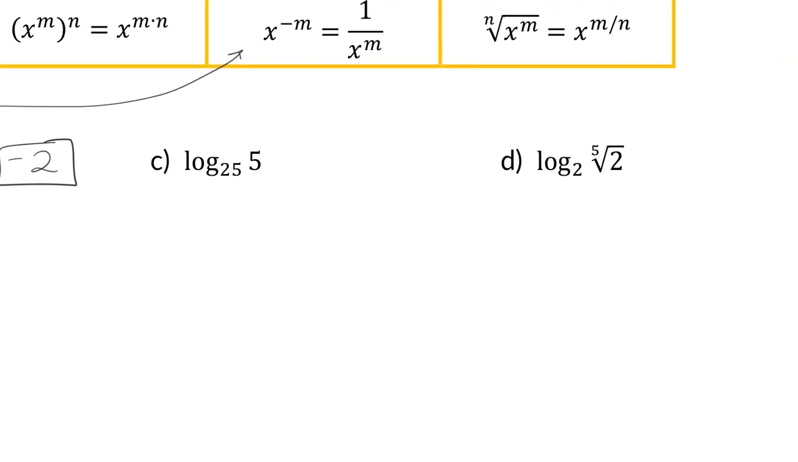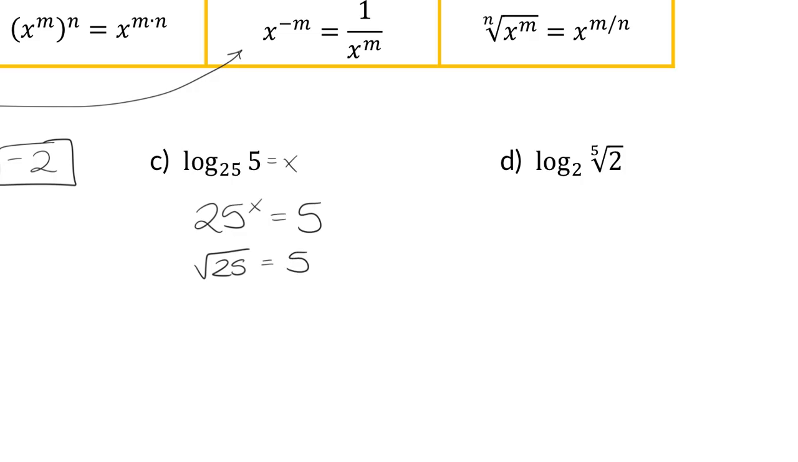Let's try a couple more. Log base 25 of 5. So the base is 25, raised to some power x should be equal to 5. How are 25 and 5 related? 25 is the square of 5. So isn't it true that the square root of 25 is equal to 5? Interesting. But I don't want a square root.